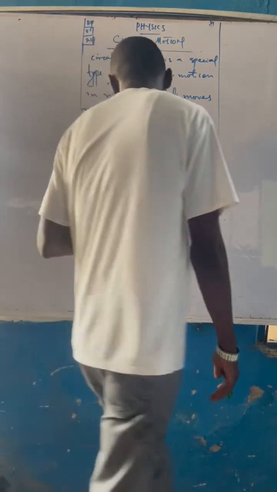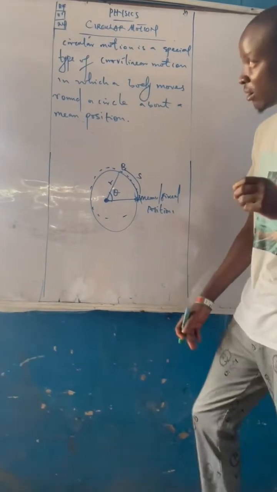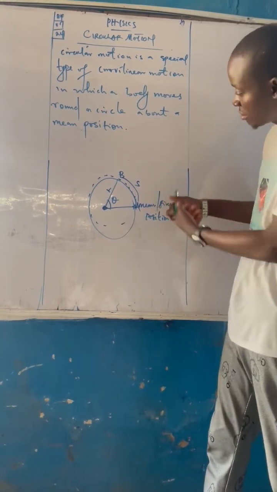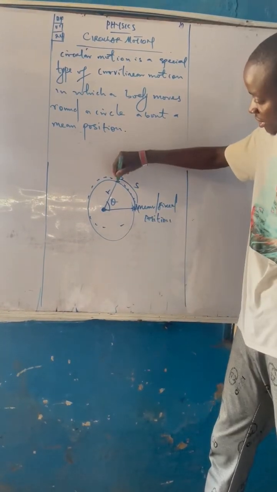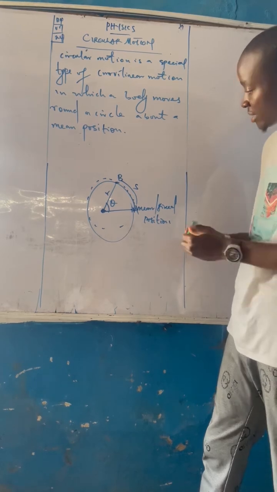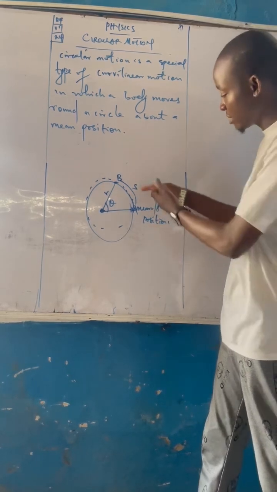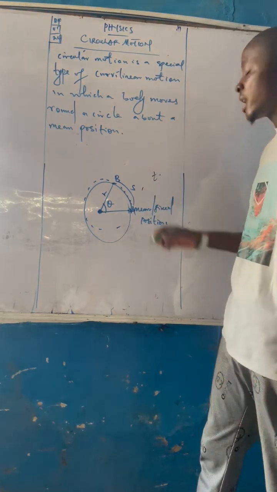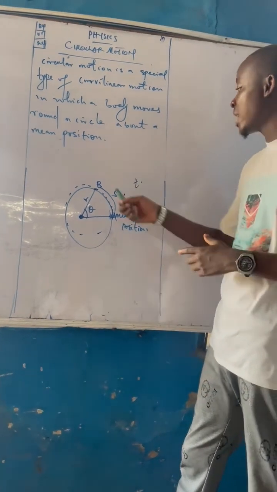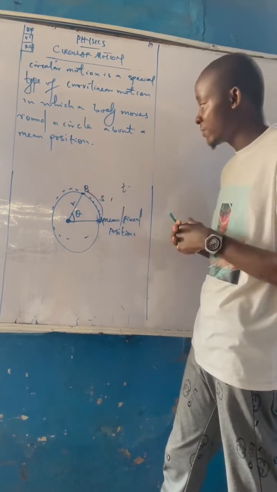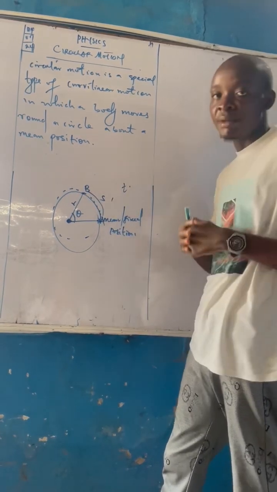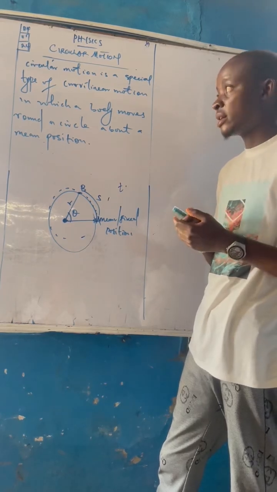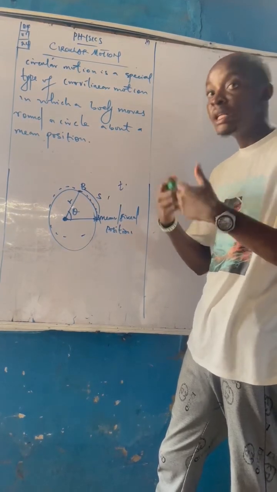So now, if we take a look at the motion exhibited by this object, we discover that the object will move through a distance, let's say s, in a particular period of time, and let's call that time t. All right, the distance moved per the time taken by the object is regarded as what? As linear speed.